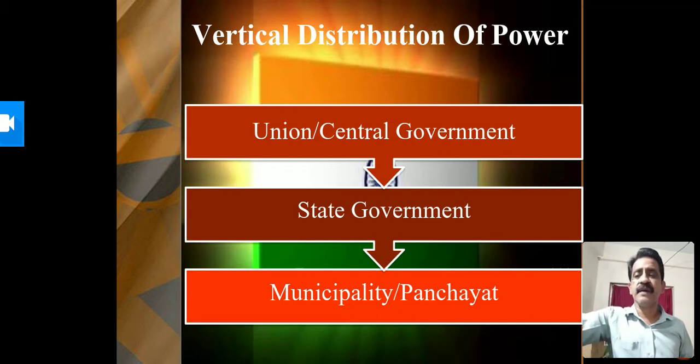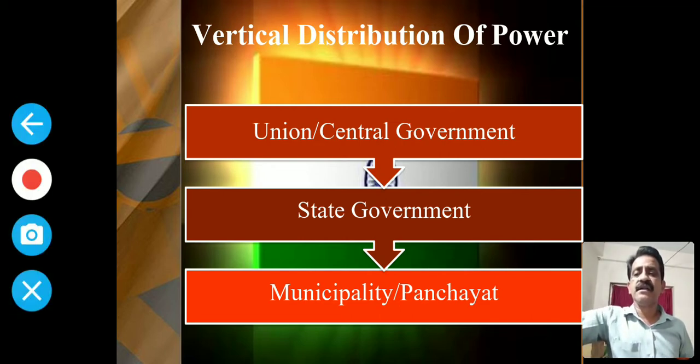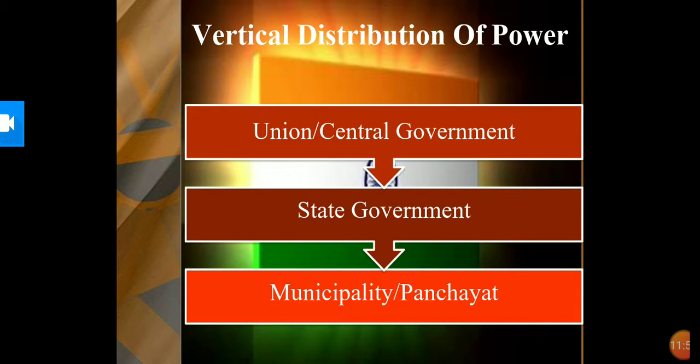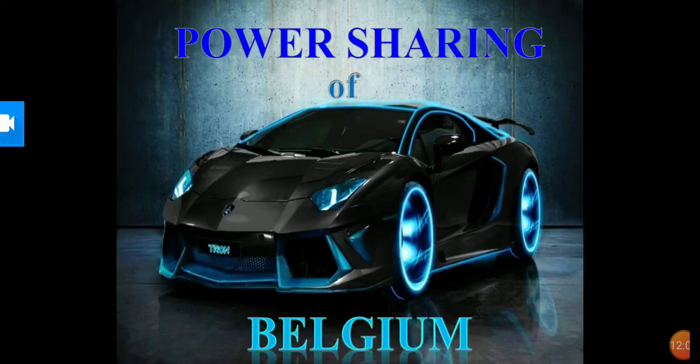Vertical distribution of power. Let us see what is vertical distribution of power. Here the power is divided among three levels. The union or central government is there, then the state government, and now in Andhra Pradesh we can see that power is vested with municipality and panchayat also. So this is vertical distribution of power.